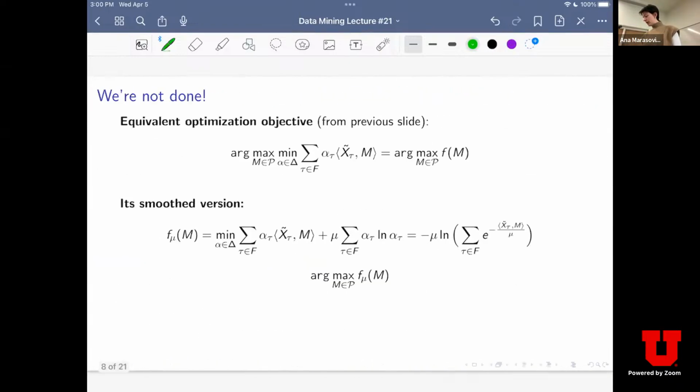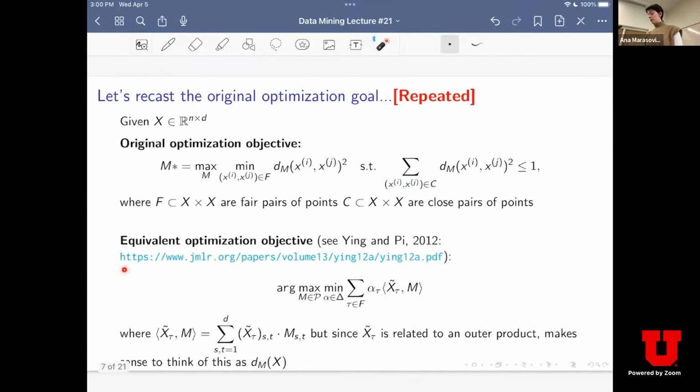Okay, so I will just show you what this is. The smoothed version just includes this additional term, and it will make this function such that we can differentiate it a certain amount of times. And this all comes from this paper over here. So if you are interested in any of these details, this is the place to go.